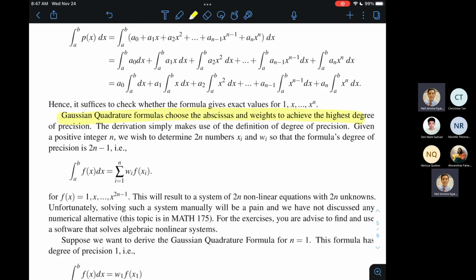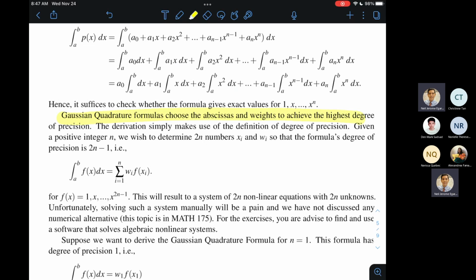But it seems that this is a daunting task. Kasi para mahanap yung degree of precision, kailangan nating i-guarantee na kung siya ay degree of precision m, dapat nating i-prove na eksakto yung integral na makukuha ko para sa lahat ng polynomials of degree m or less. Tapos pakita ko na magkakamali na siya sa isang polynomial of degree m plus 1. So kailangan kong i-consider lahat ng mga polynomials belonging to the same class.